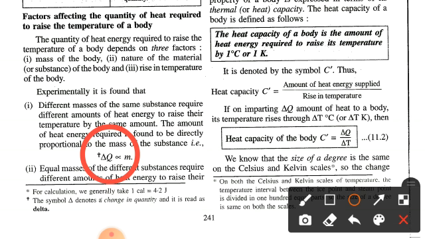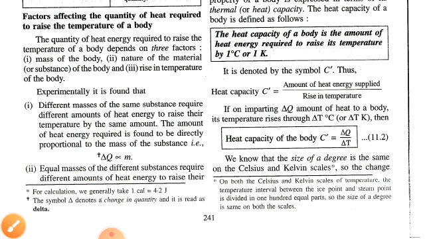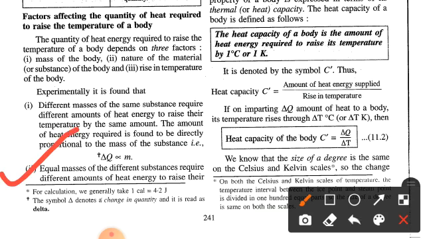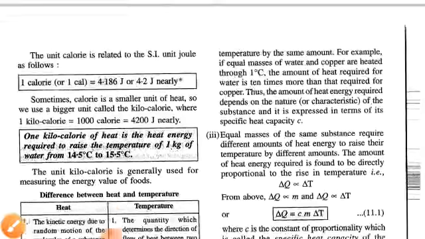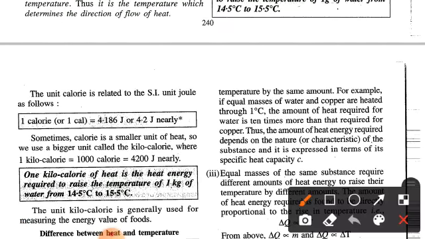Here is a symbol before the delta Q, you can see that it denotes the change in the quantity and is read as delta. Clear? Equal masses of different substances require different amounts of heat energy to raise their temperature by the same amount. That is a thing I have already told you: if you take an iron and a copper rod, then you have to supply different amounts of heat to raise their temperature.